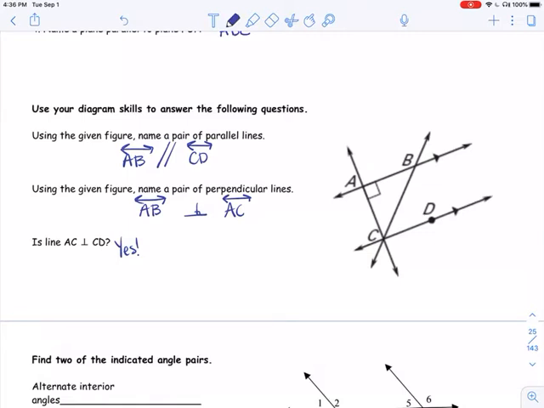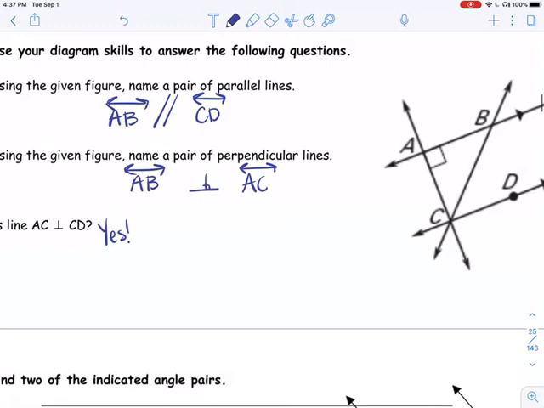If a line is perpendicular to one of the parallel lines, then it has to be perpendicular to the other, as long as they are coplanar. So only when coplanar.